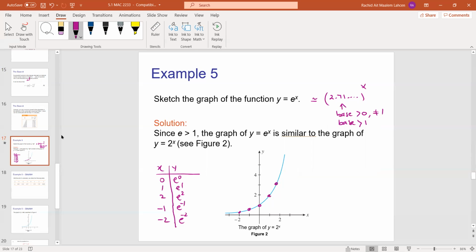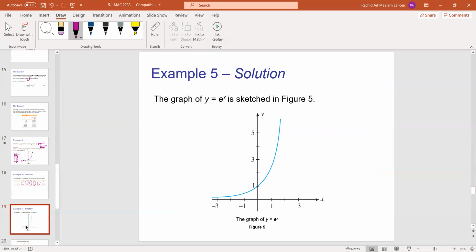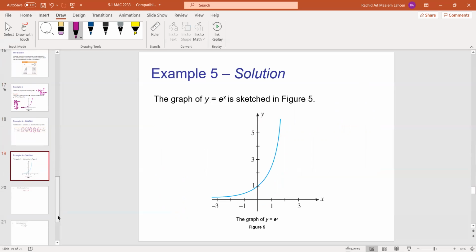Shape-wise, it's going to look just like the other two. Of course, it's going to be a little bit different based on the substitution. And these are, of course, the points we talked about. We can approximate these points to graph, and if you sketch it, of course, it's going to look that way.